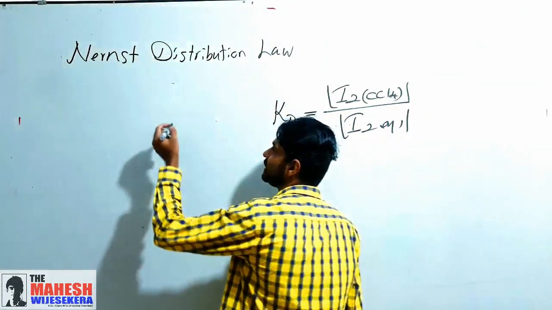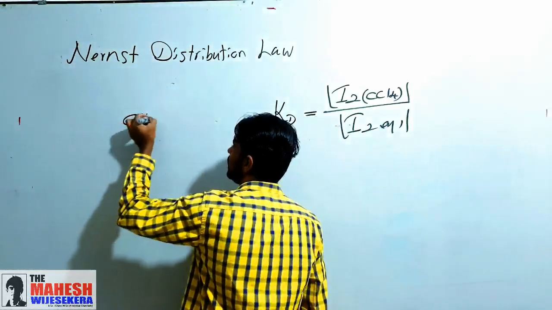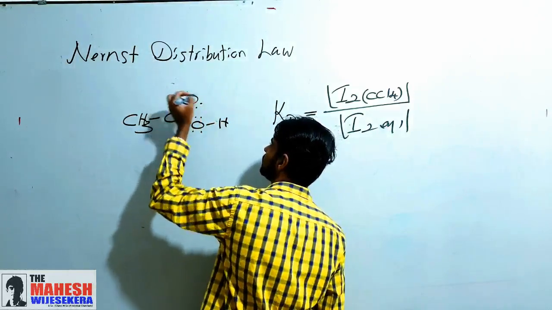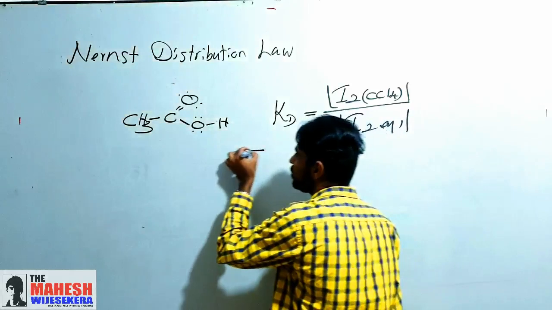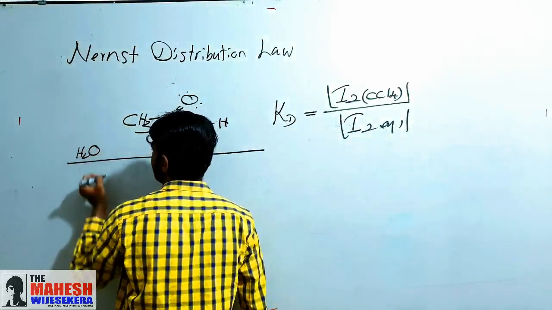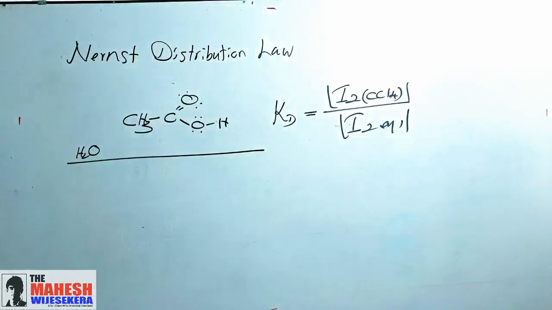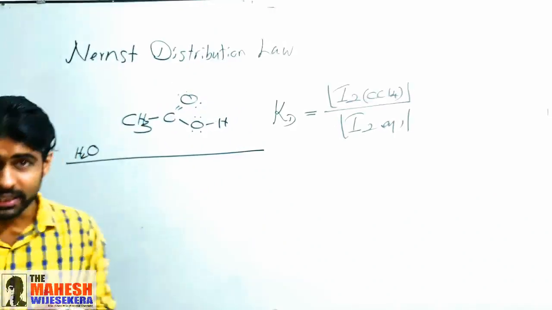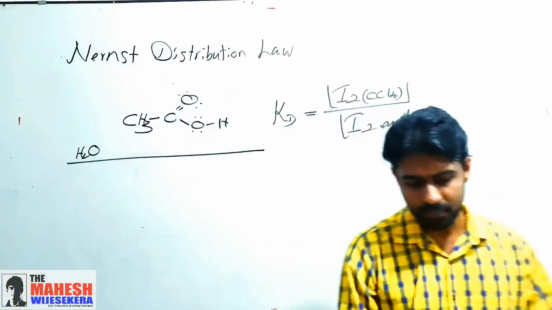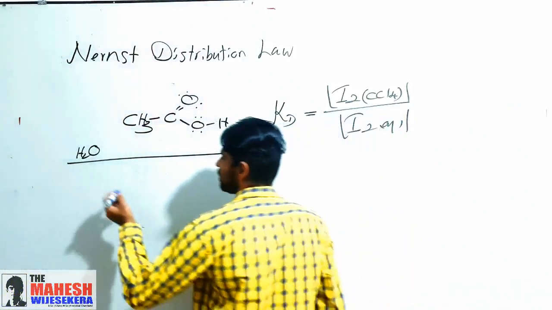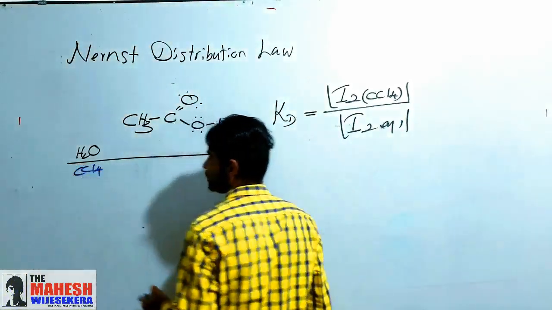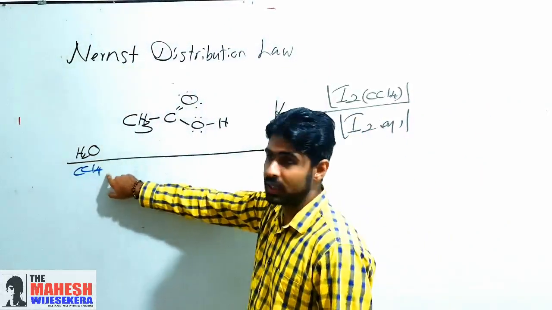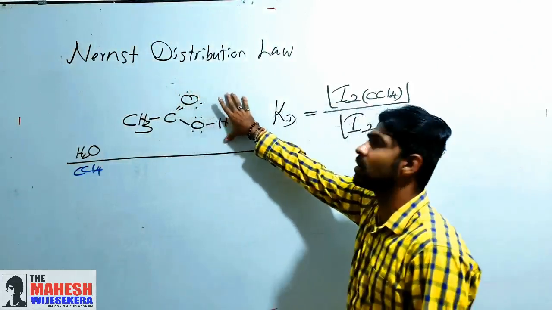Now when you consider CH3COOH, acetic acid, when you add acetic acid into water, it will readily dissolve because this part is polar and water is also polar. But there's a problem when you add this into CCl4. As CCl4 is completely non-polar, the polar COOH part cannot dissolve.